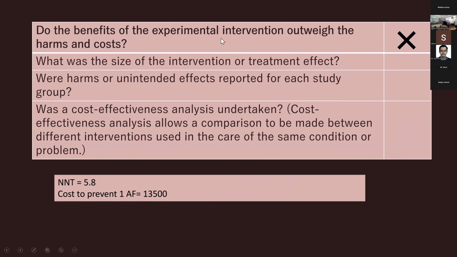So, do the benefits of the experimental intervention outweigh the harm and cost? I personally believe that because of the baseline imbalance, the study had proved that there is more harm with coffee abstinence. But if we have to take the results of the trial as such, we would get a number needed to treat of 5.8. So overall, calculating the cost to prevent one atrial fibrillation, assuming that the results of the trial are valid, would be 13,500.